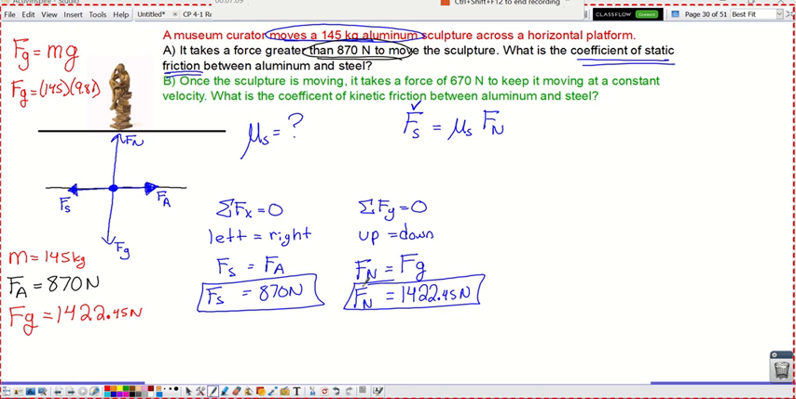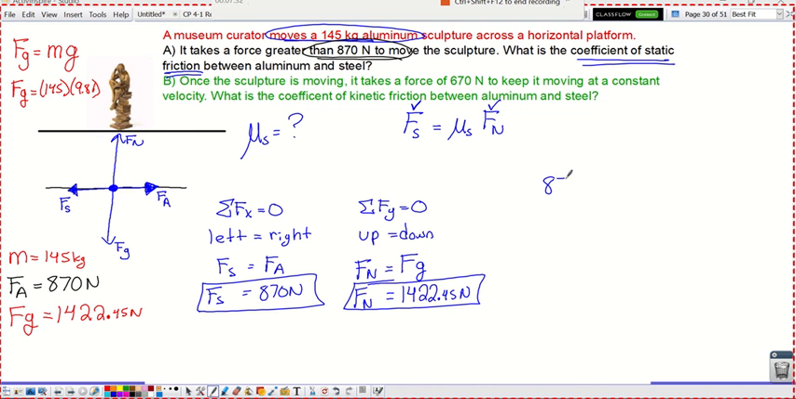Now, they're not always going to be exactly the same. If there were two pointing to the left, those two would have to add up to be the one pointing to the right. And that will happen in some of our more complex problems. But right now, we just have one on each side, so they're equal. So now we know the normal force. Now we can go ahead and substitute into this equation.